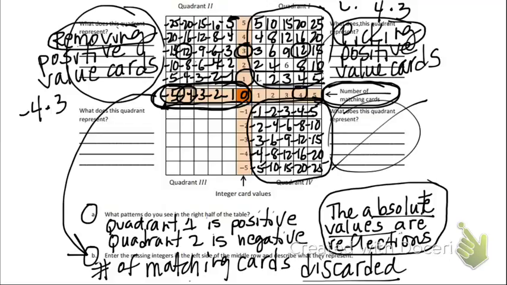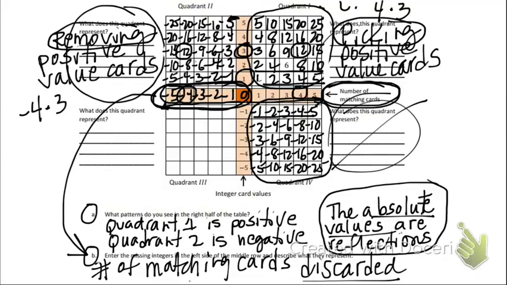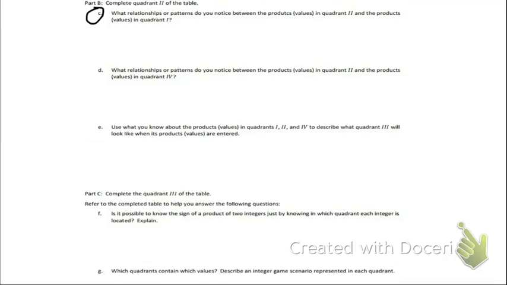Let's go ahead and skip over to here. Let's ask some questions in terms of quadrants 2 and 1. C asks you, what relationships or patterns do you notice between the products or values in quadrant 2 and the products or values in quadrant 1? So why don't you go look at that. Look at 1 over here, and then 2 over here. Go ahead and look at those and notice some patterns, or relationships between those two. Come on back.